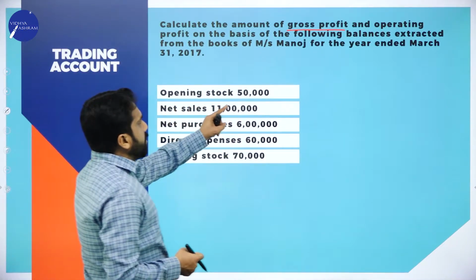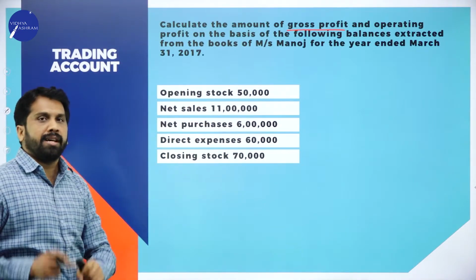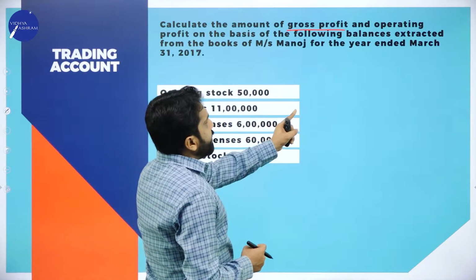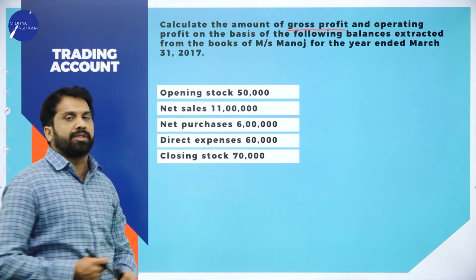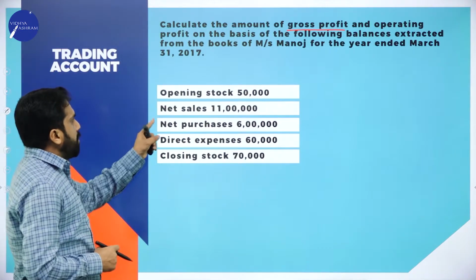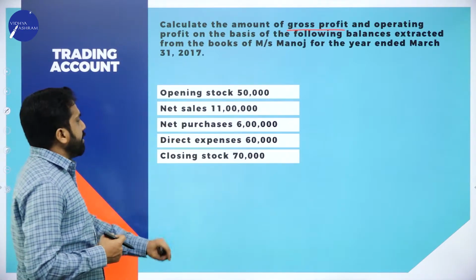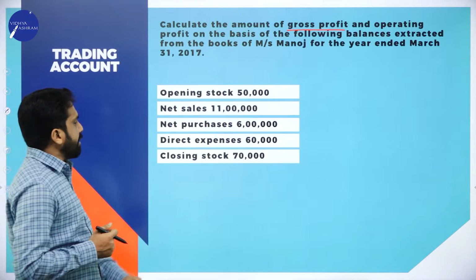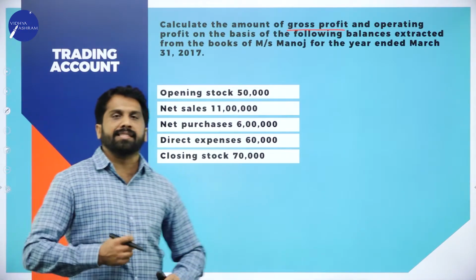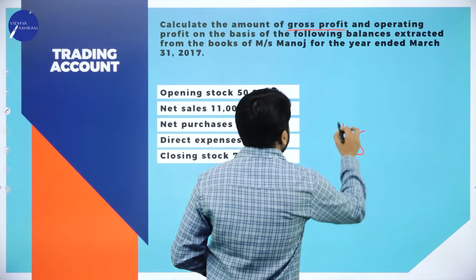Now, on the following balances extracted from the books of M/s Manoj, for the year ended March 31st, 2017. We'll solve this. Remember these amounts. Opening stock how much? 50,000. Net sales 11 lakh. Net purchases 6 lakh. Direct expenses 60,000 and closing stock 70,000. These are 6 marks questions.